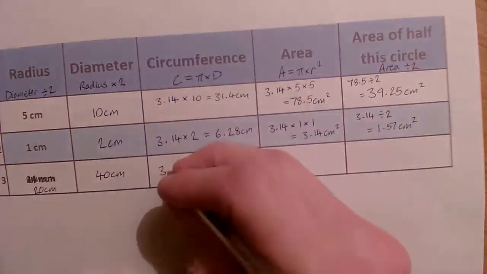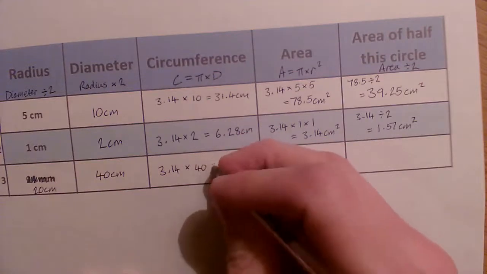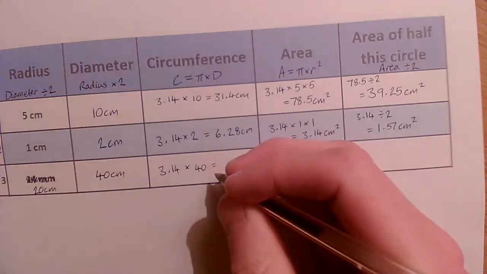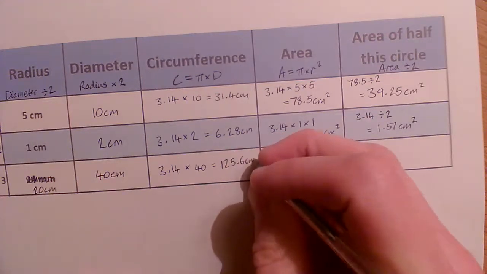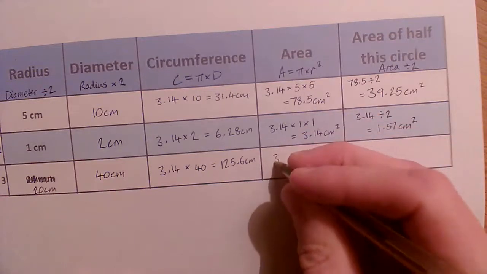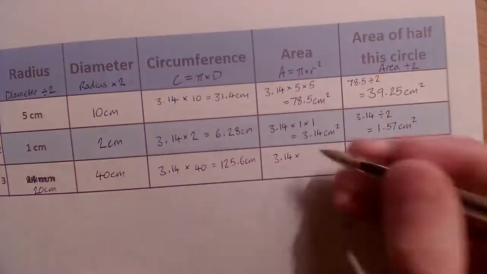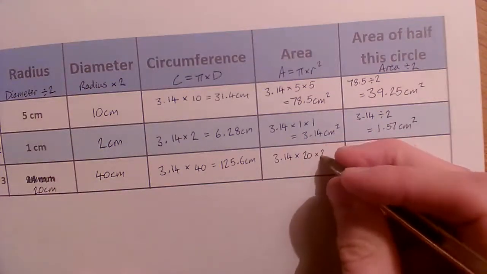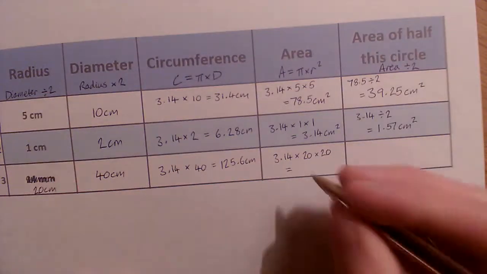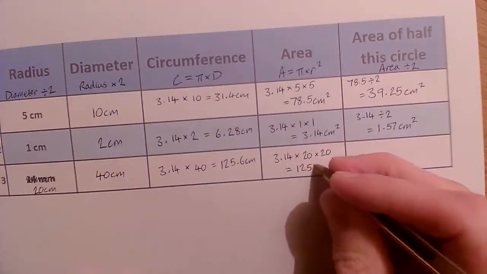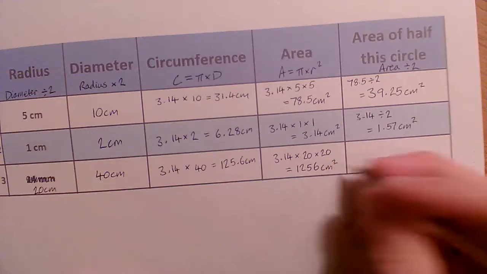Circumference is pi, or 3.14, times our diameter, which is 40. And again, just pop it in your calculator. 125.6 is what we should get for that. Our area is pi, or 3.14, times our radius squared. Now, our radius was 20. That's what we worked it out to be. And times another 20. So if you do that, you should get 1,256, I believe. And that is centimeters squared.